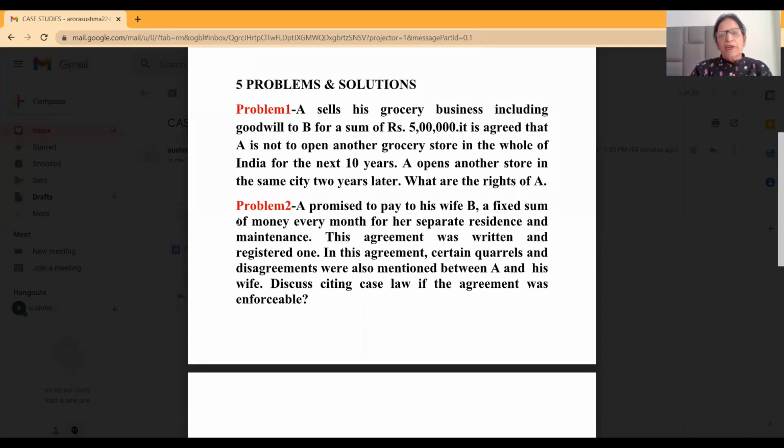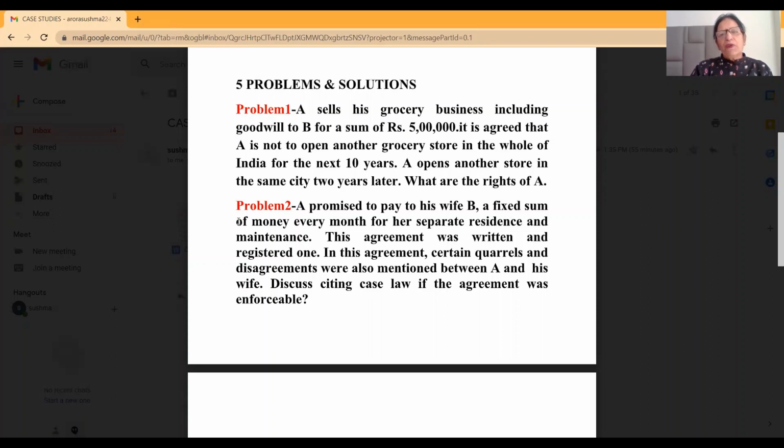Now coming to the next problem, which is problem number 2. A promised to pay to his wife B a fixed sum of money every month for her separate residence and maintenance. This agreement was a written and registered one. In this agreement, certain quarrels and disagreements were also mentioned between A and his wife. Discuss, citing case law, if the agreement was enforceable.